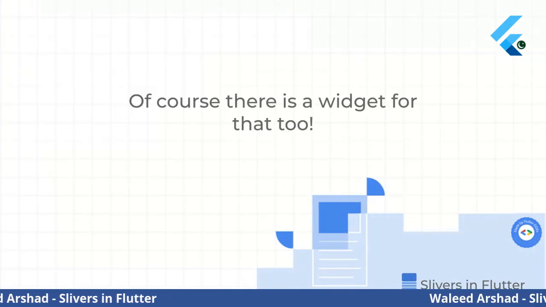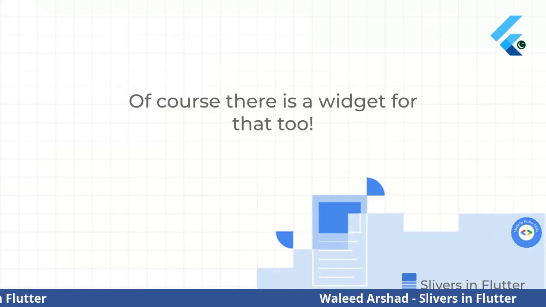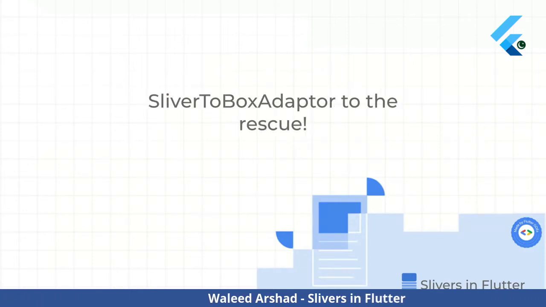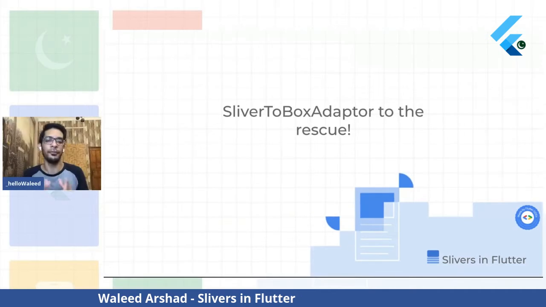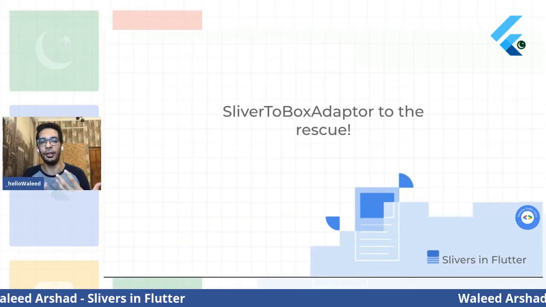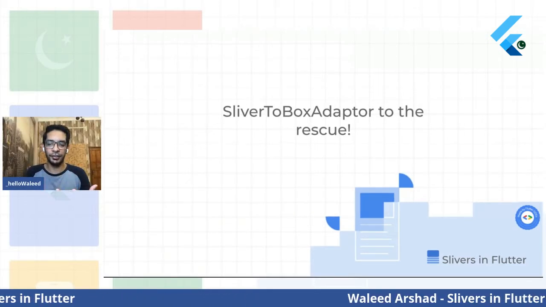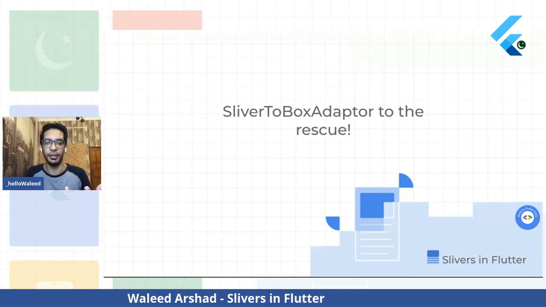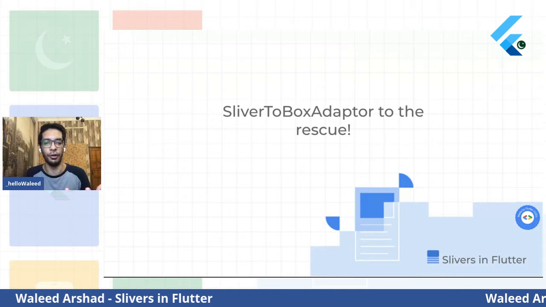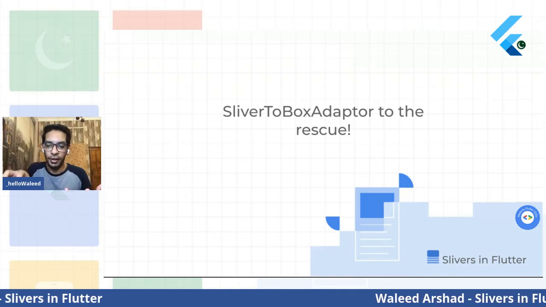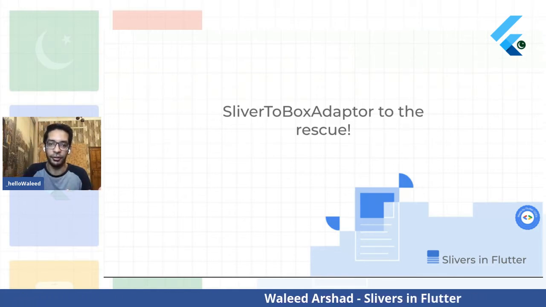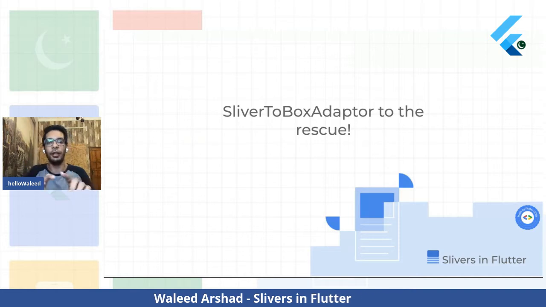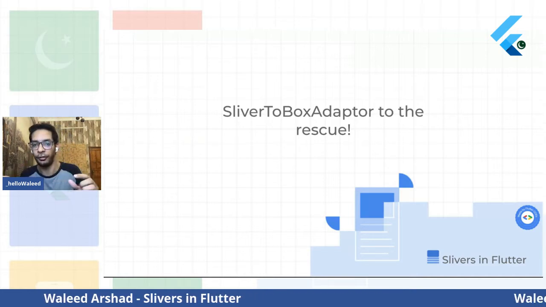How will it enable itself? So of course there is a widget for that too. Of course. So then comes the SliverToBoxAdapter. What SliverToBoxAdapter does is it takes a widget inside it, whatever widget you want. That can be a normal widget, a container, a SizedBox, whatever you want, and it converts its min max constraints to Sliver constraints. That's what an adapter does, right?